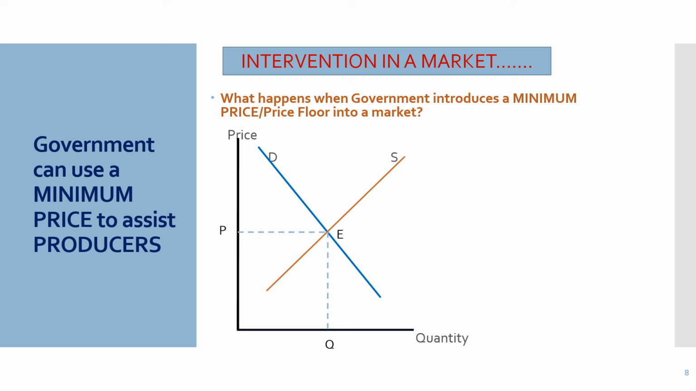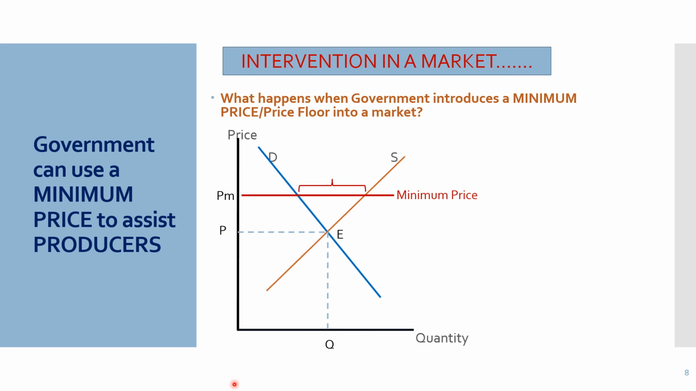Ladies and gents, you have to be able to do exactly the same with a minimum price. What happens when government introduces a minimum price to assist producers? So government is going to now set a price that is higher than the equilibrium price because producers are saying this price is too low, we can't survive. So government comes in, they set a P min, minimum price, but now of course we have the problem. Quantity supplied is increasing, but quantity demanded is decreasing.